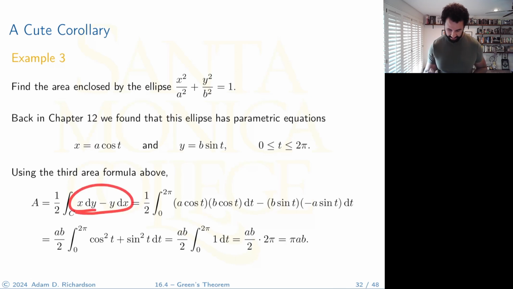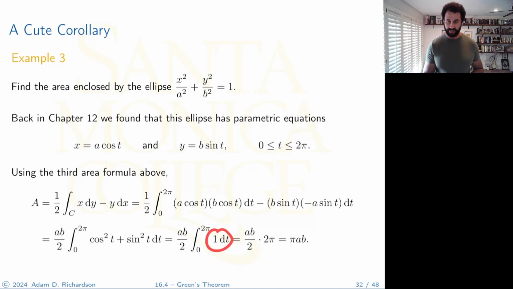So that was this one, right? So we substitute in our parameterization and we get this. x is a cosine t, dy is b cosine t dt, so differentiate this with respect to t. y is b sine t, and then dx is negative a sine t dt, just differentiating with respect to t. Then you get a really nice simplification here. You can factor out ab from both of these terms, and then you get cosine squared plus sine squared as what remains. But that's just equal to 1.